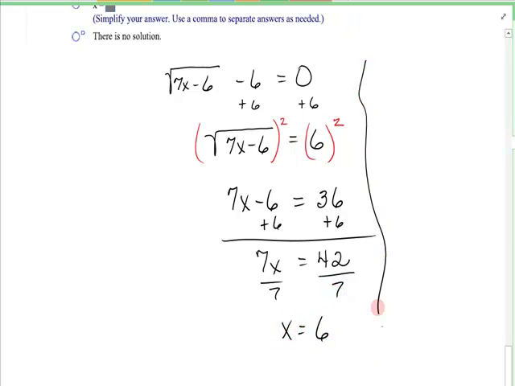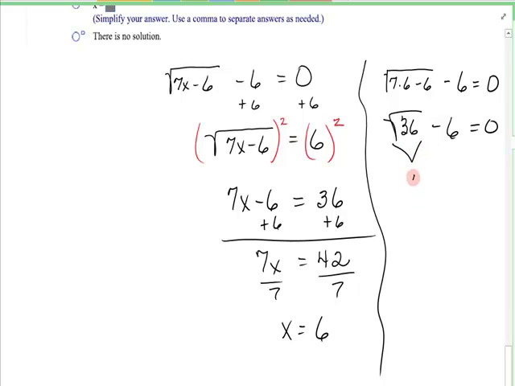This is very similar to a problem I had a few minutes ago, but it seemed like there were 5s in it. When I check it, the square root of 7 times 6 minus 6, minus 6, does it equal 0? Let's go inside the radical. 7 times 6 is 42. 42 minus 6 is 36. It's under the radical. Minus 6 is equal to 0. The square root of 36 is 6. 6 minus 6 is 0, and it's equal to 0, so that checks.